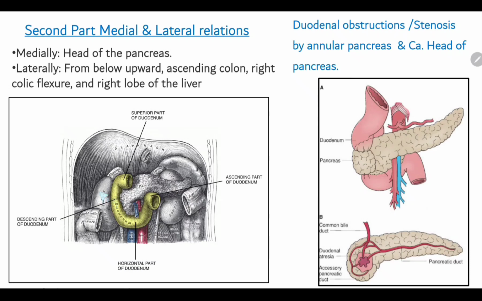Now let us see the medial relation. What are the structures related medially? This is the second part of duodenum. Medially we have the head of the pancreas.